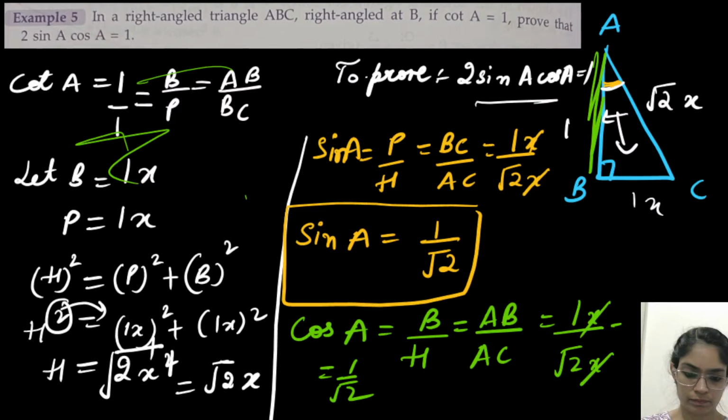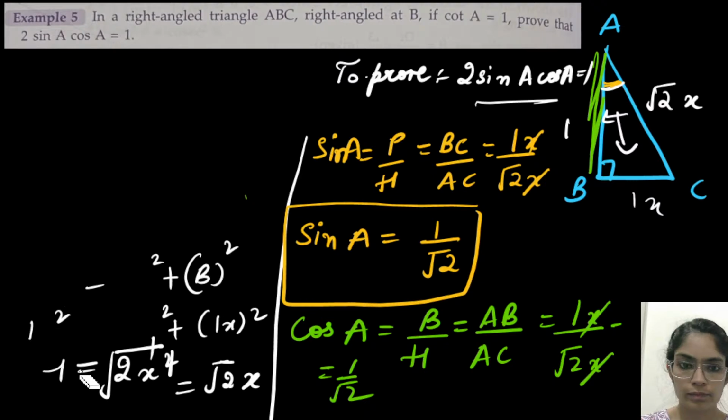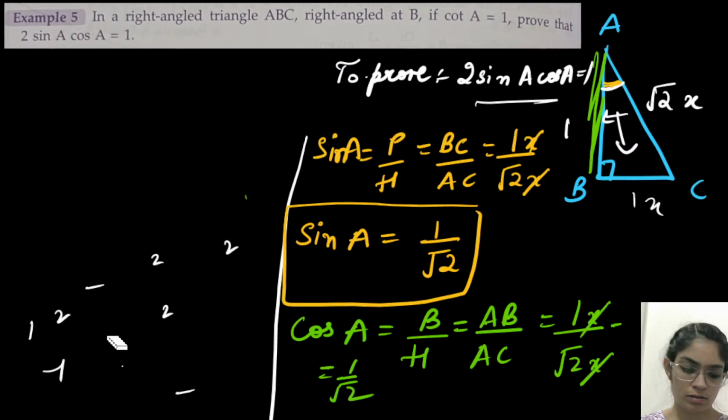1 by root 2. Yes. So we found the value of sine and cos both as 1 by root 2.